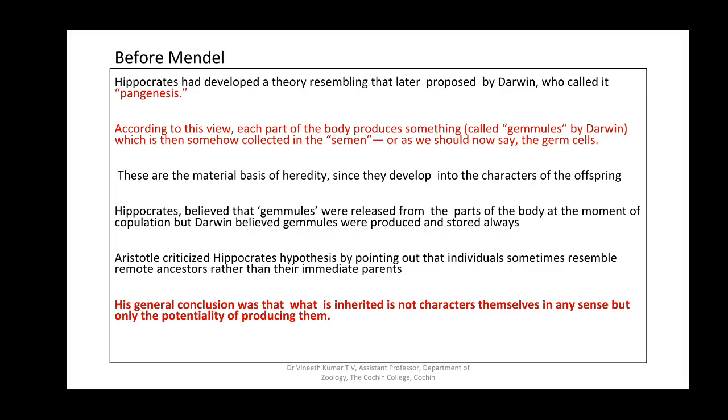That was suggested by both Darwin as well as Hippocrates. But Aristotle said that it is not the character itself. There is something that is controlling the character, having the potential to control that character, and it is those particular potential factors that will be responsible for inheritance. At the time when Aristotle hypothesized this, he did not know about genes or unit factors, which were suggested by Mendel.